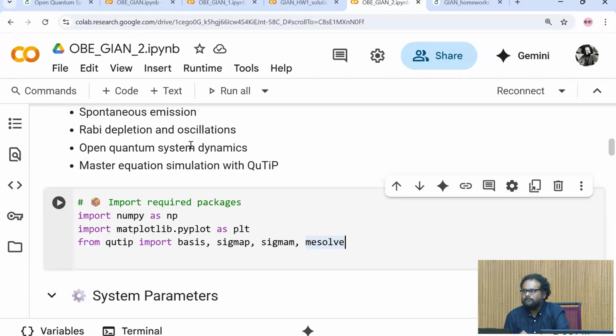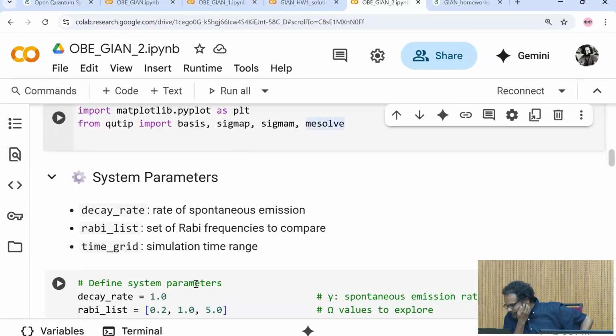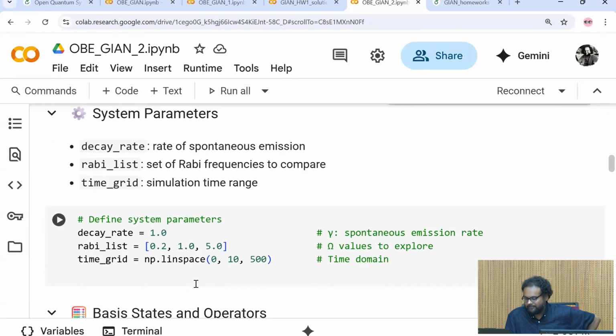Okay, good. So first, let's put in the system parameters. System parameters, only two: decay rate and Rabi frequency, right? Here I'm putting in a Rabi list because I want to see what happens if I change the Rabi frequency. So I have a list here of three, you can choose how many you want, and I choose a time grid, because I want to eventually calculate the time dynamics from the time grid. So these are my system parameters.